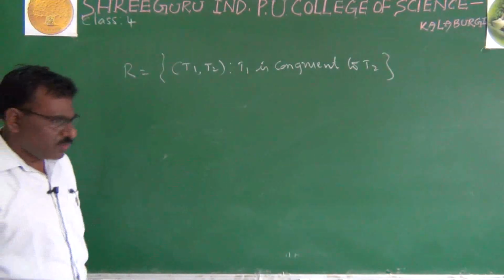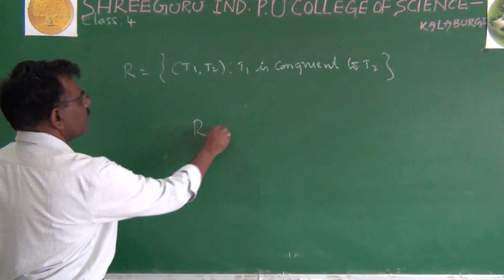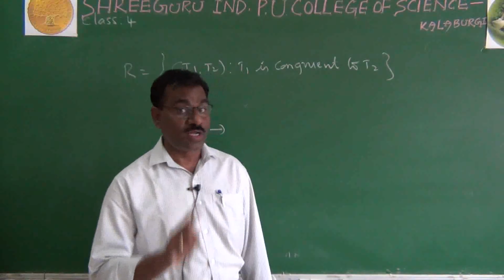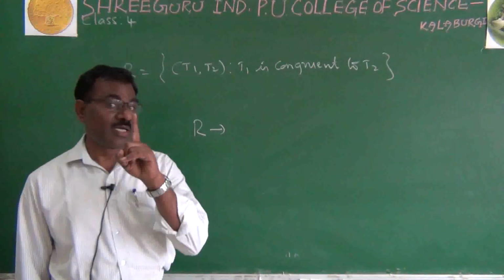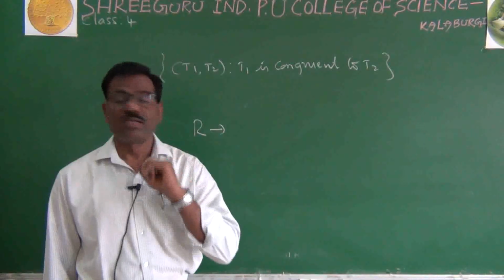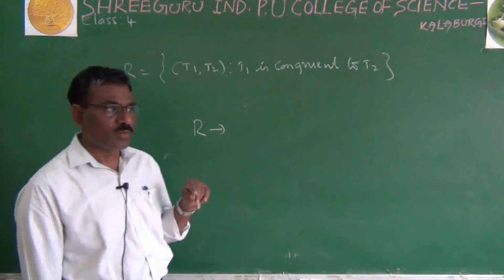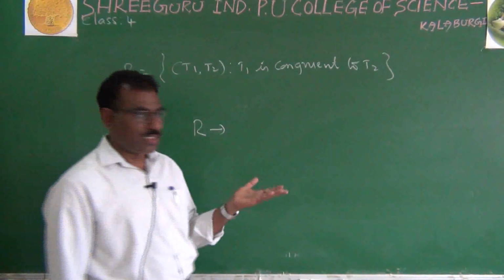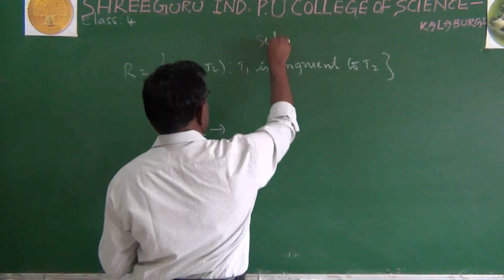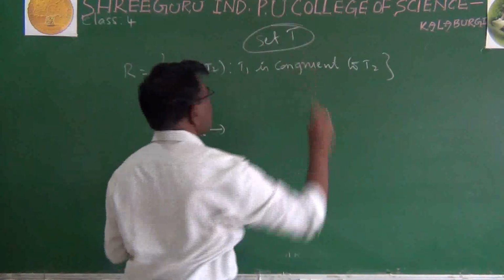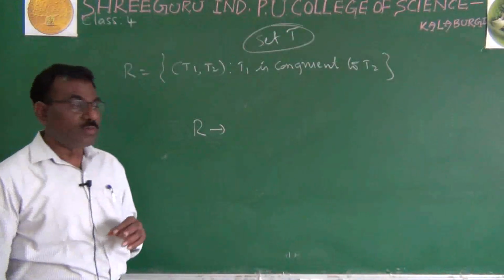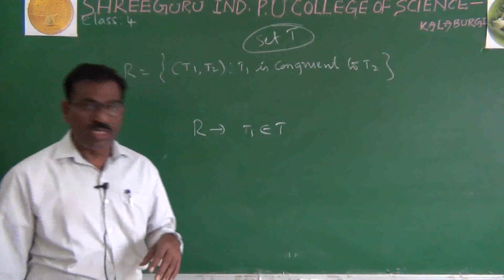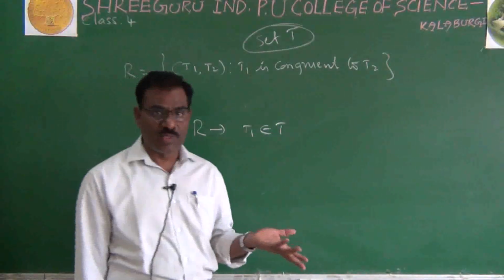Very simple. What is the reflexive? Reflexive: T1 is congruent to T1. But how to start? For reflexive, you have to select one element, one triangle. Now what is it? Tell me. The set is T. So T1 belongs to T, and T1 is congruent to T1.